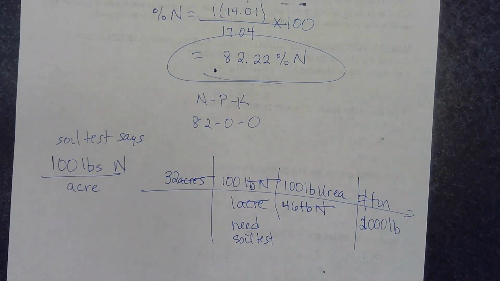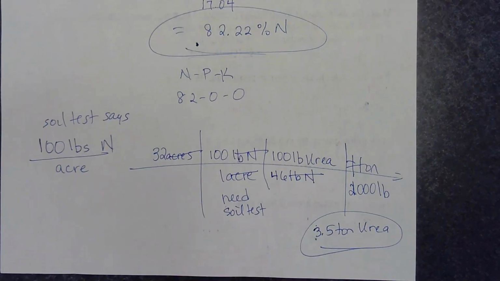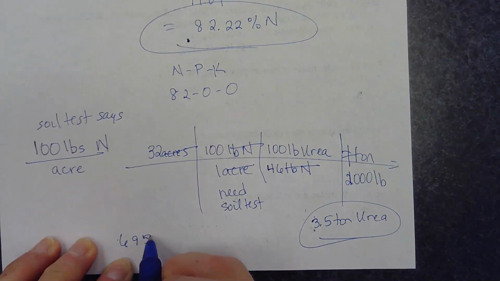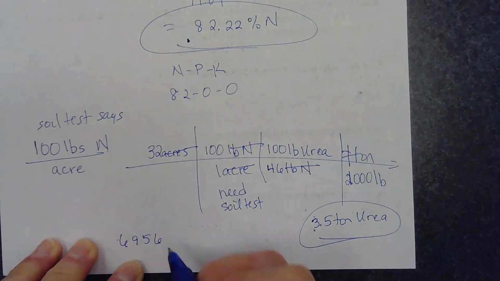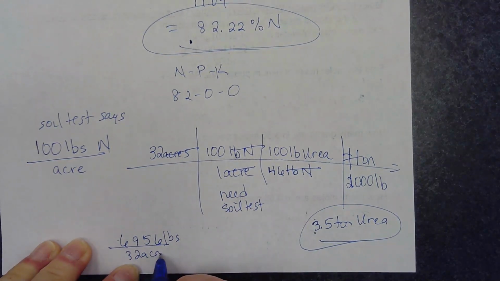So what do I need? How many tons of urea do I need? 3.5 tons of urea. Now, if I had stopped at pounds, that's how they're going to set their fertilizer spreader. Because if they stop at pounds, the pounds was 6,956, and that was total pounds over 32 acres.